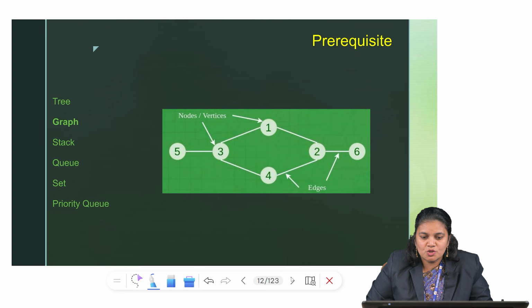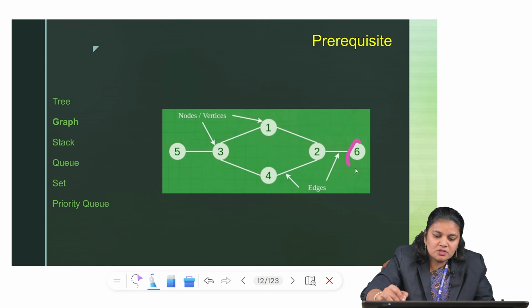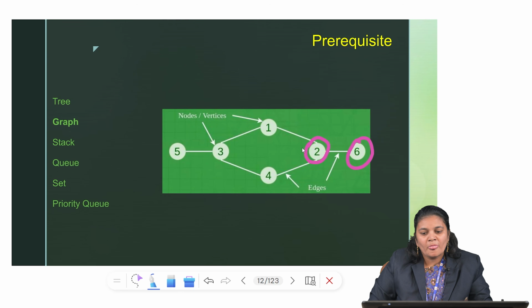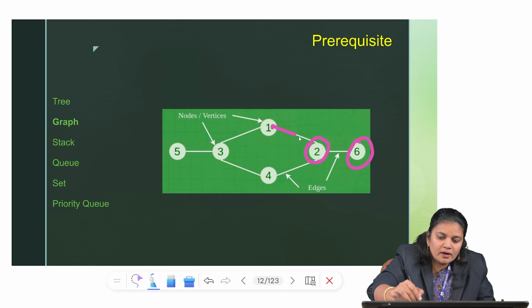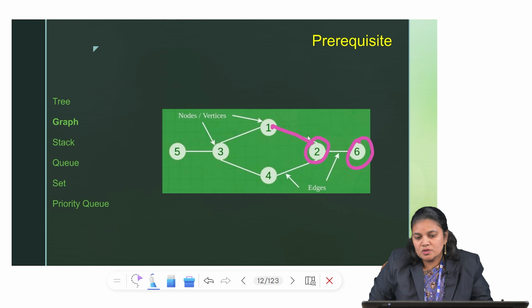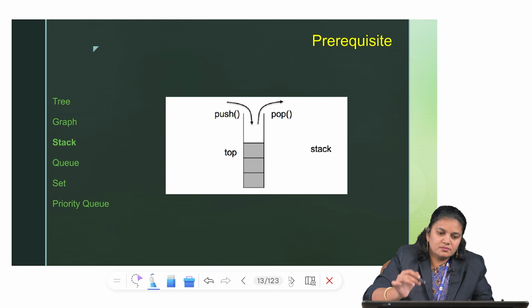There are 6 different nodes here. We call these nodes. And there are lines which connect the nodes. These are called edges. The nodes can also be called vertices. So using this structure also, we can solve a lot of problems.